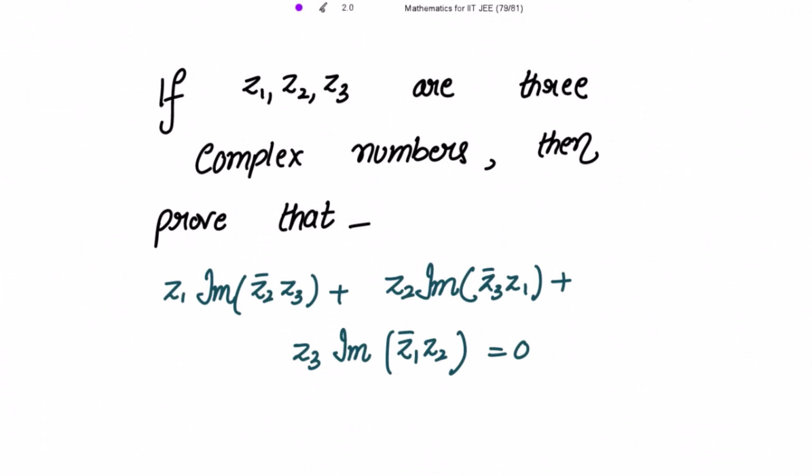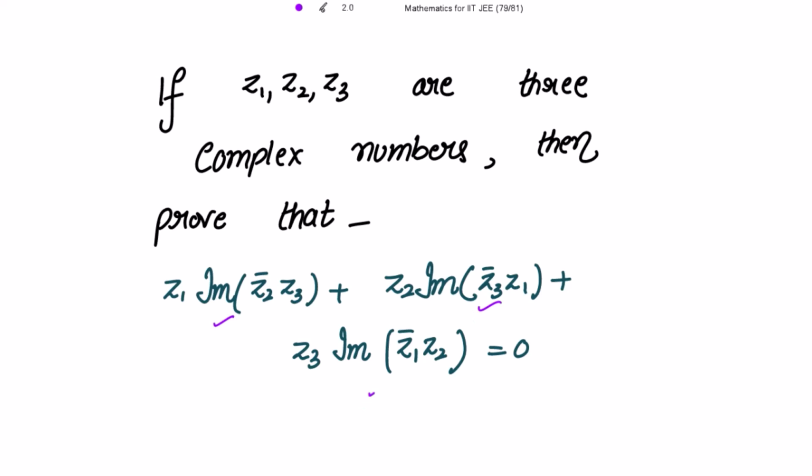Here three complex numbers are given to us, z1, z2 and z3, and we have to prove that z1 into the imaginary part of the product of conjugate of z2 and z3 plus z2 into the imaginary part of the product of conjugate of z3 into z1 plus z3 into the imaginary part of the product of conjugate of z1 and z2 is equal to 0. So we are going to find all these three terms and we add all these three together to get this 0.